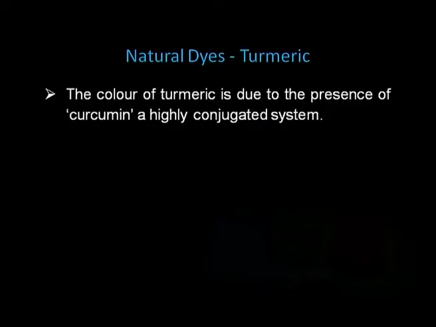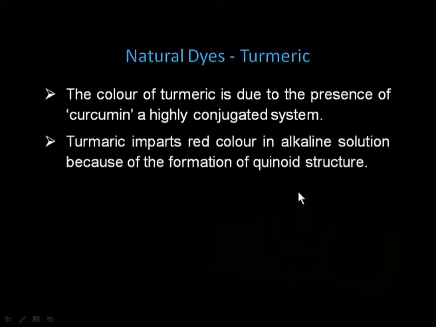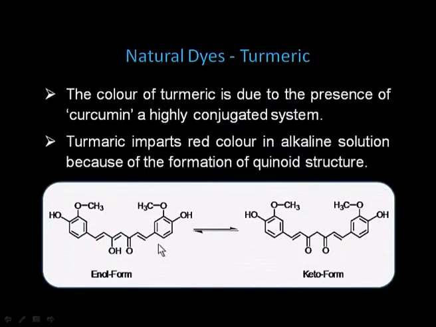The color of turmeric is due to the presence of curcumin, a highly conjugated system. Turmeric imparts red color in alkaline solution because of the formation of a quinoid structure. Here you can see that this is the enolic form and this is the keto form of curcumin. In the keto form, there is formation of a quinoid structure, and that is why a red, or highlighted, color is observed in alkaline conditions, whereas in normal neutral conditions it shows yellow color.